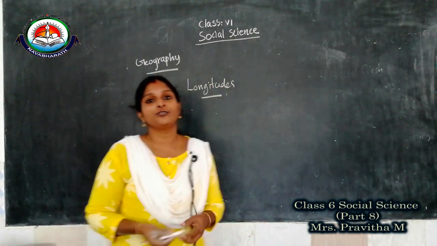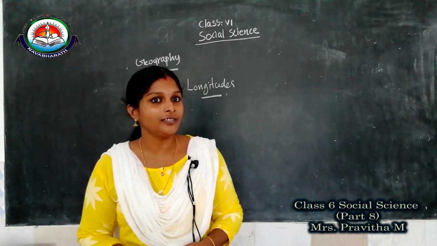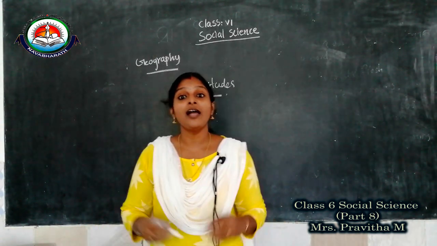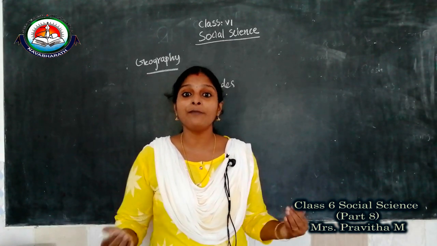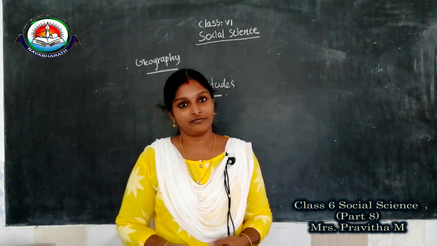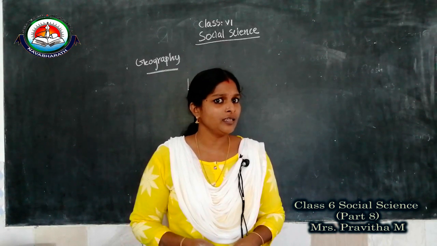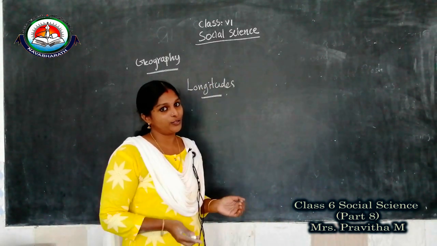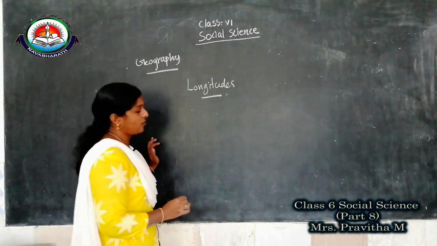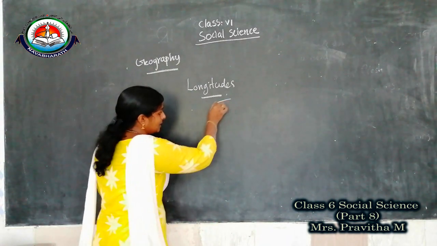So what is a longitude, or what are longitudes, children? Longitude is the angular distance between the prime meridian and any place east or west of it. Did you understand anything? Okay, in a simple way I will tell you what longitude is. I will draw the picture of longitude so it will be very easy.